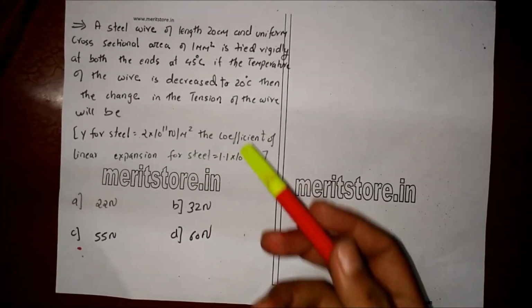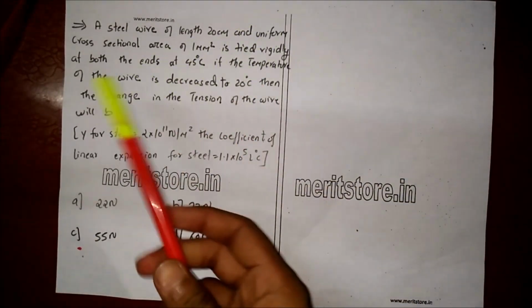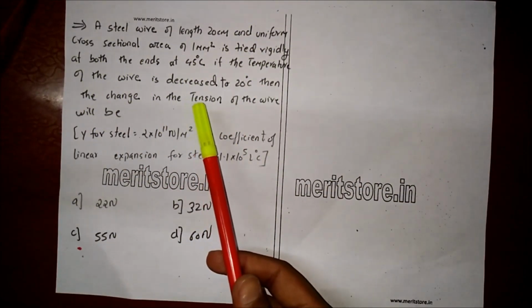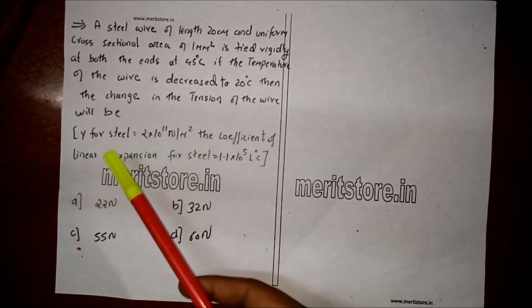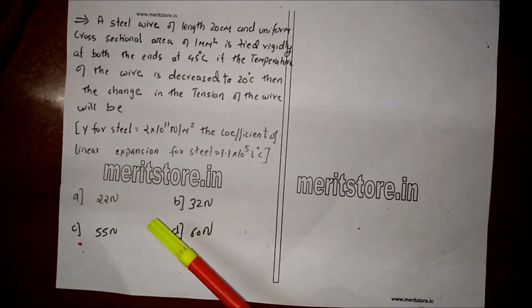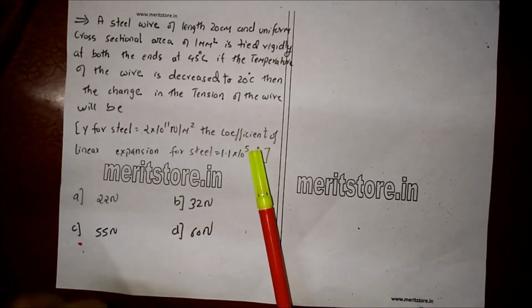A wire of length 20 centimeter and uniform cross-sectional area of 1 millimeter square is tied rigidly at both the ends at 45 degrees Celsius. If the temperature of the wire is decreased to 20 degrees Celsius, then the change in the tension of the wire will be, here are the options. Now, Young's modulus is given as well as the coefficient of linear expansion is also given.